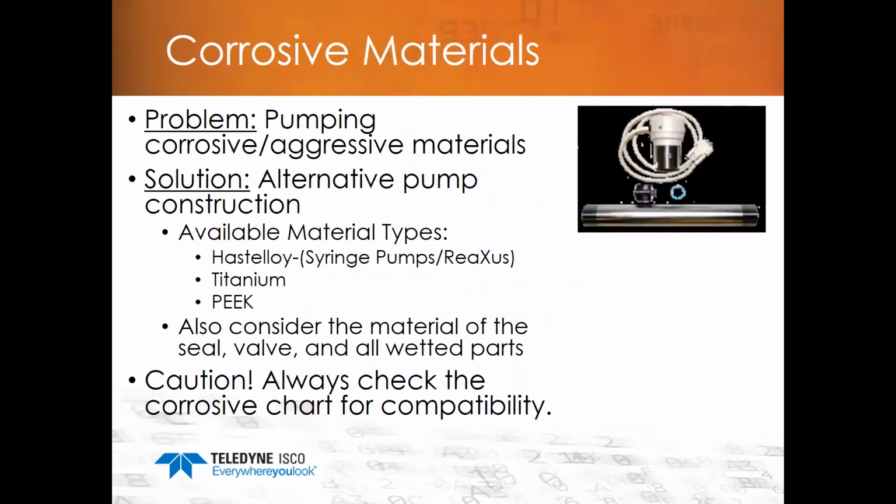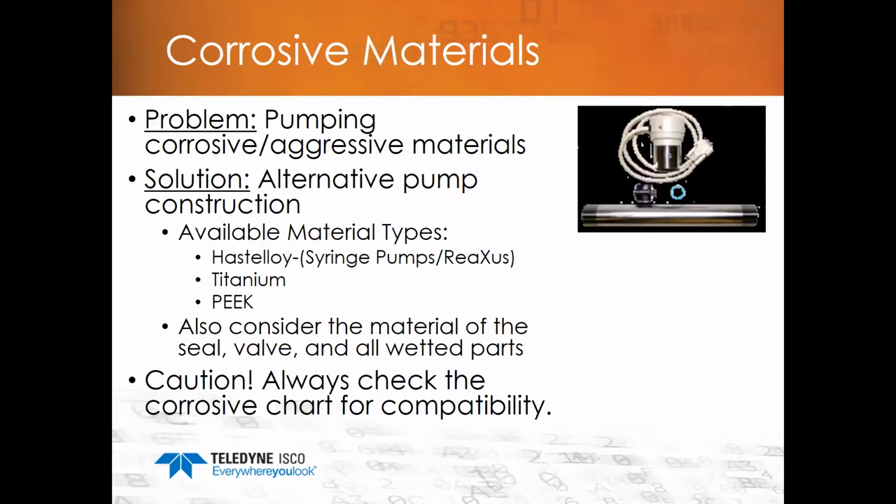Next, we want to move on to another consideration when you're looking at tougher applications, designing them, and that's corrosive materials. You know, the problem is pumping corrosive and aggressive materials. The solution is looking at different types of pump construction. There's many different variable material types out there, like Hastelloy, and our syringe pumps and reactors have that capability. You can get titanium, you can get PEEK, you can get Teflon coating, all of that. And then different types of pumps and different types of companies handle that.